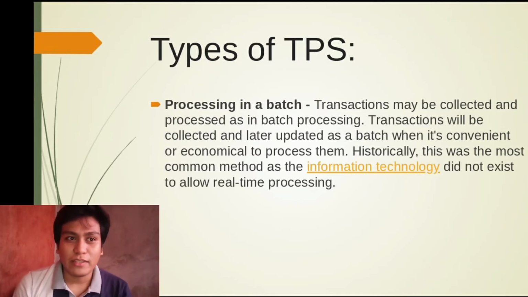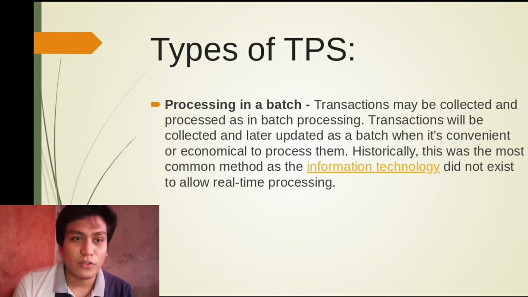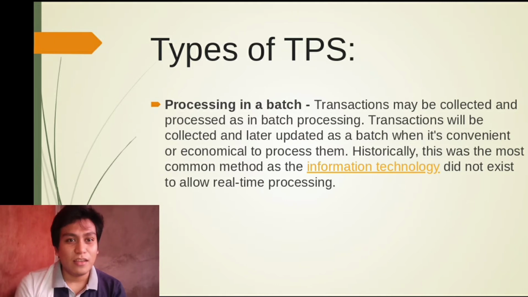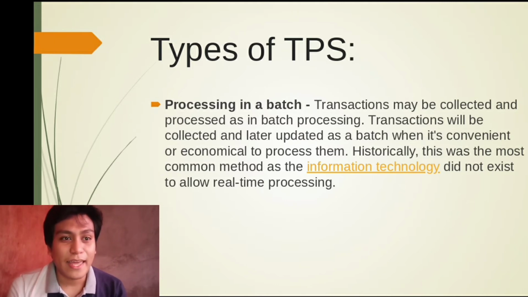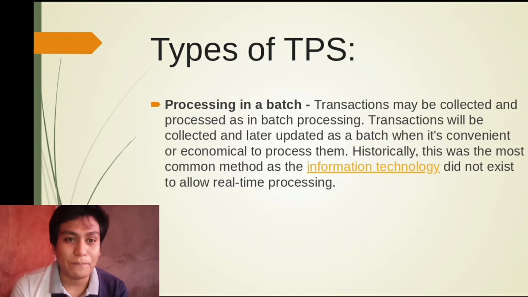So we proceed to the types of TPS. Processing in a batch. Transactions may be collected and processed as in batch processing. Transactions will be collected and later updated as a batch when it's convenient or economical to process them. Historically, this was the most common method because the technology did not exist to allow real-time processing.